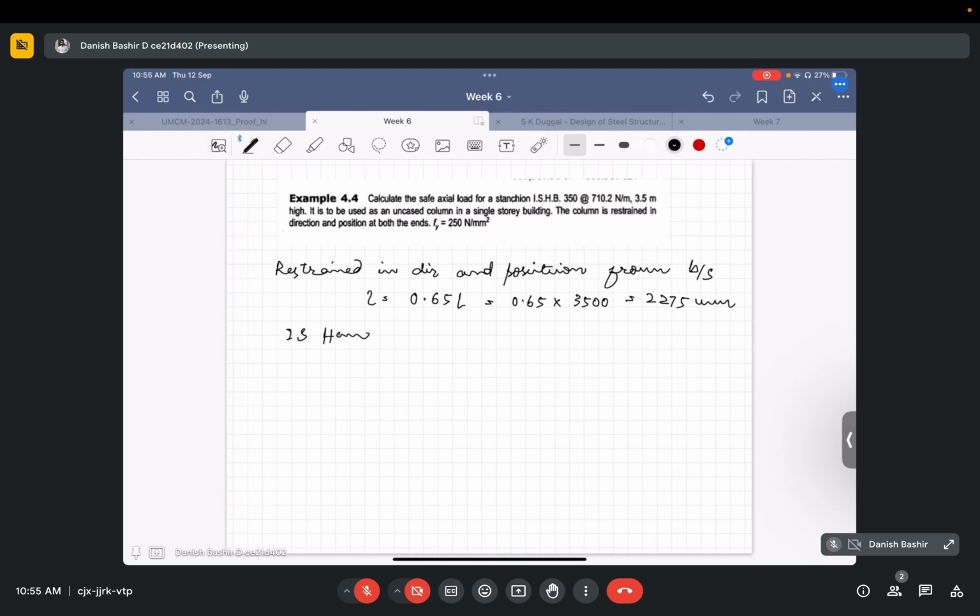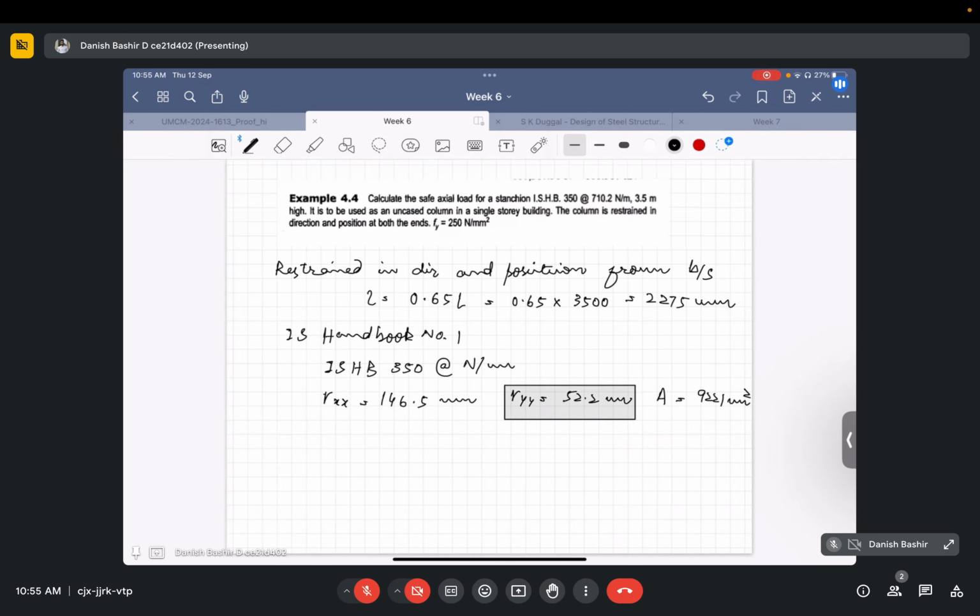From IS handbook number 1, what are the relevant properties of ISHB 350 at the rate of 710.2 Newton per meter? Rxx, the radius of gyration along the x-axis, is 146.5 mm. RYY is 52.2 mm, and gross area of cross section is 9221 mm square. These are the properties from there. So the minimum radius of gyration is this.